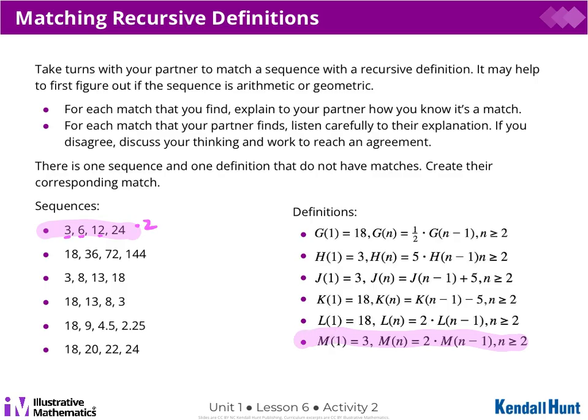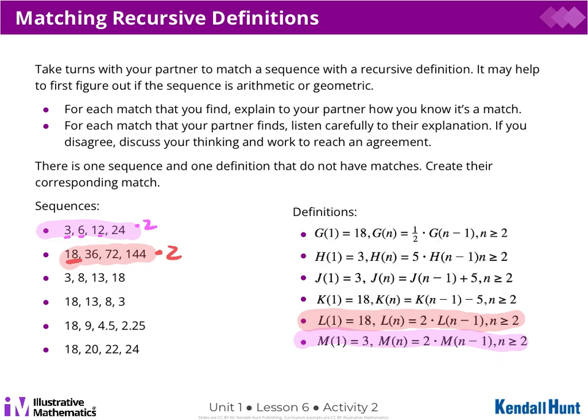Next one, 18, 36. G and K and L go by 18. But 18 times 2 is 36. So our change is times 2. Our first term is 18. Our change is times 2. And that goes with times 2, L.